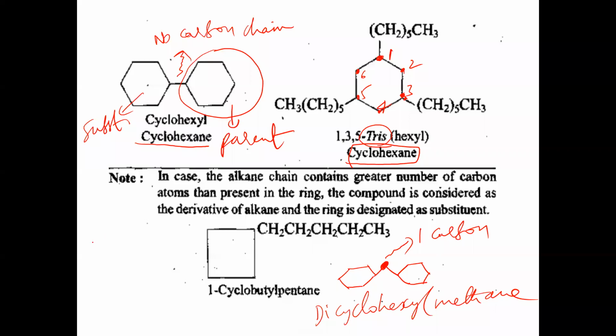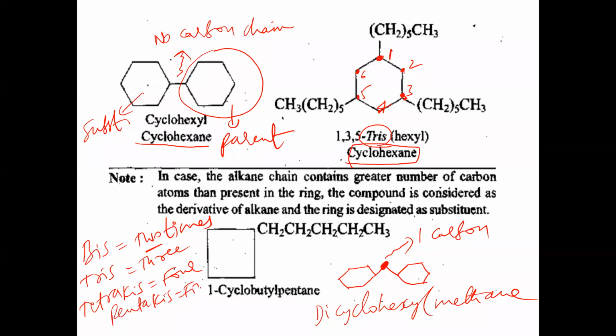So tris indicates this. Bis indicates how many times? Bis indicates 2 times. If the same group is repeated 2 times, we use bis. If 3 times it is repeated, it is called tris, and 4 times it is called tetrakis. Tetrakis means how many times? 4 times. Pentakis means what here?